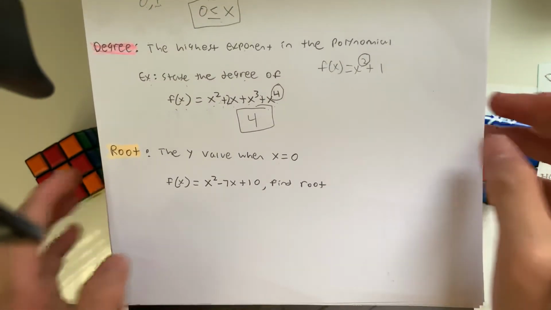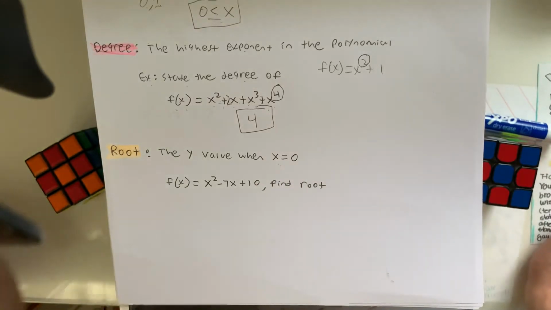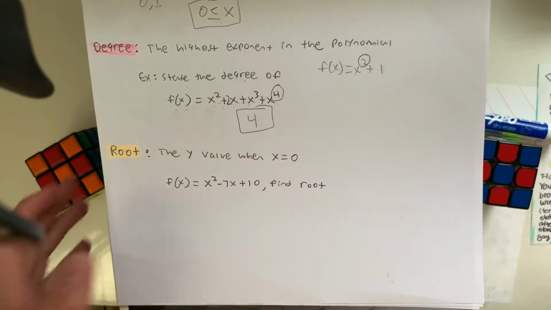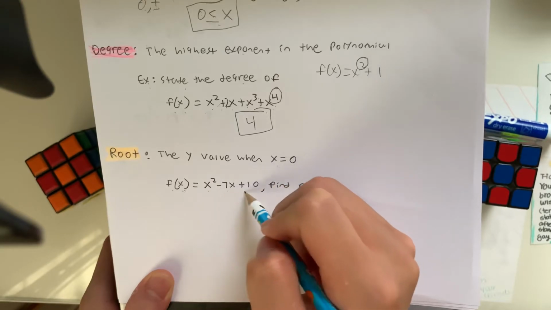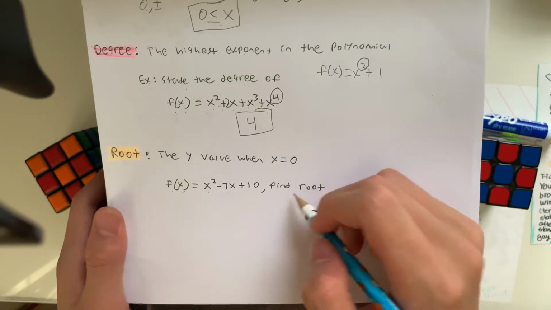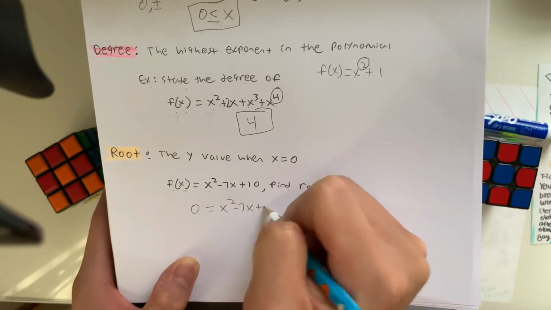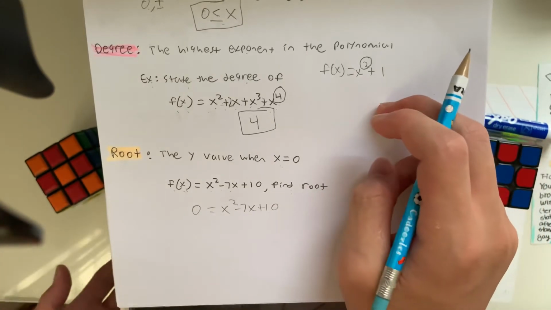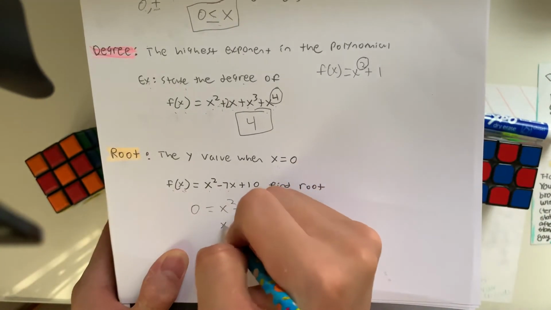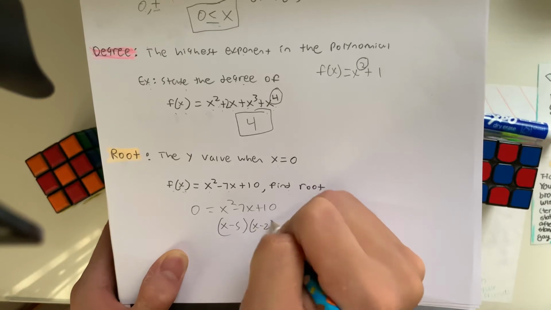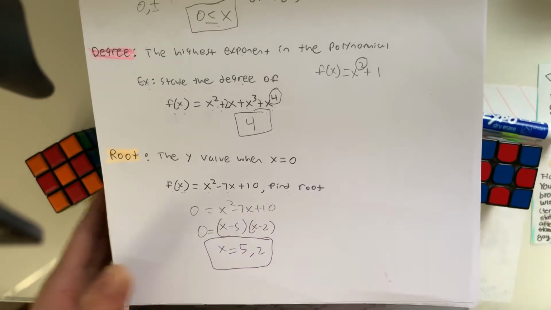And next we have the root, which is the x value when y is equal to 0. If you guys know quadratics, you just have to find when f of x is equal to 0. So basically, f of x is equal to x squared minus 7x plus 10. So they're asking you to find the root, right? So you just do this. 0 is equal to x squared minus 7x plus 10. And if you guys know something about factoring or solving quadratics, you could do this question. So you'll get x minus 5 times x minus 2 is equal to 0, giving you x is equal to 5 or 2. So that's how you're going to do it.